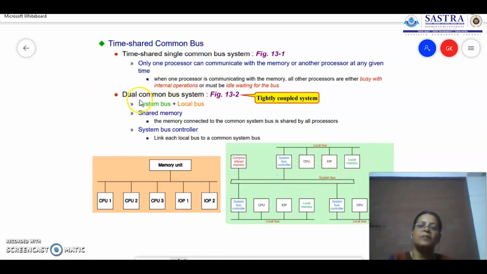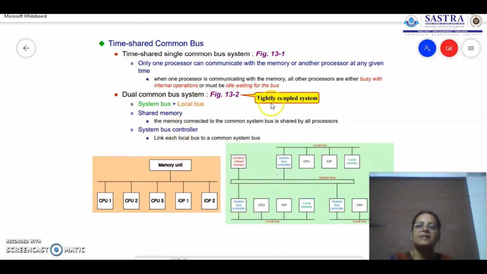Here, what we mean by dual common bus is that we have a system bus that is common to all, and we have the local bus that is also common. So it is at the innermost level, and the other is at the higher level. So we have different levels at which the processors are going to share the memory, in the local way or in the global way. And the link from each local bus to the common system bus is always controlled by the system controller.